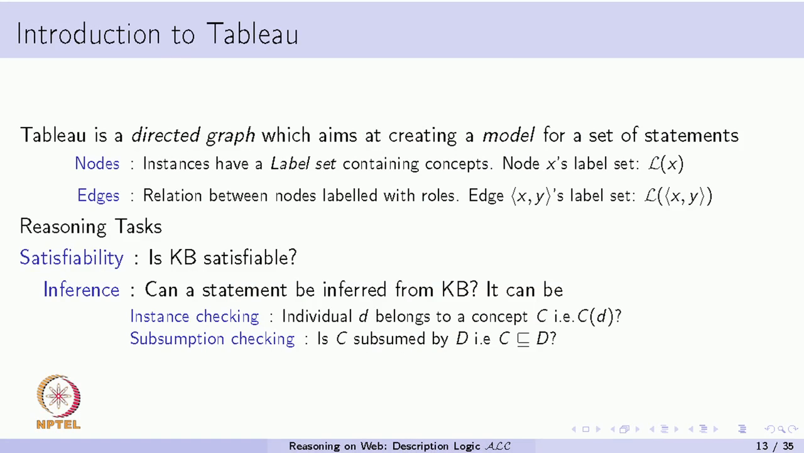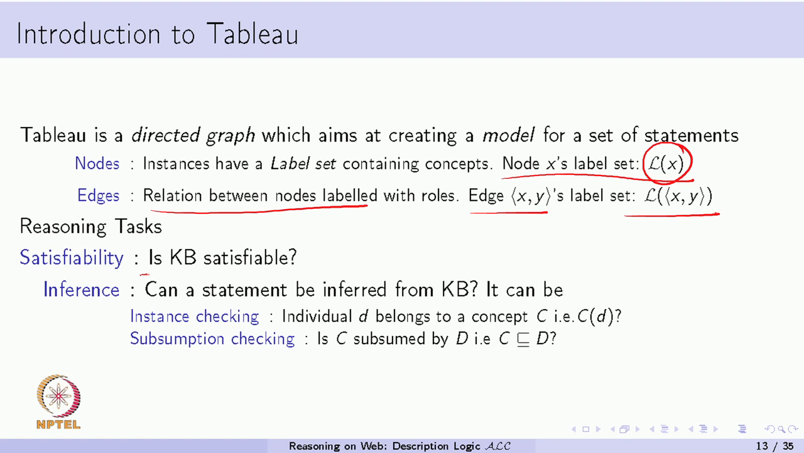So, a Tableau is a directed graph which is aimed at creating a model of a set of statements essentially, and the nodes in the graph are associated with individuals and have labels associated with them. For every individual we have a label called L of x, which contains all the concepts that this individual belongs to. Then there are relations between nodes, which are edges in the graph, labeled by these two individuals essentially.